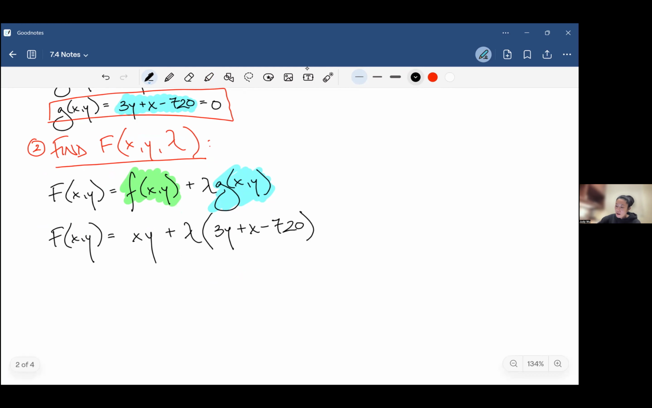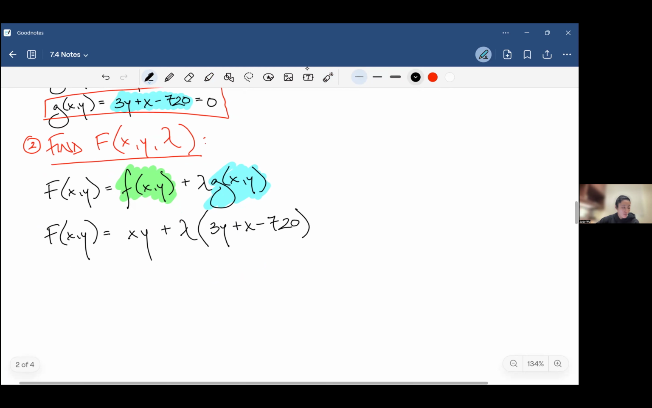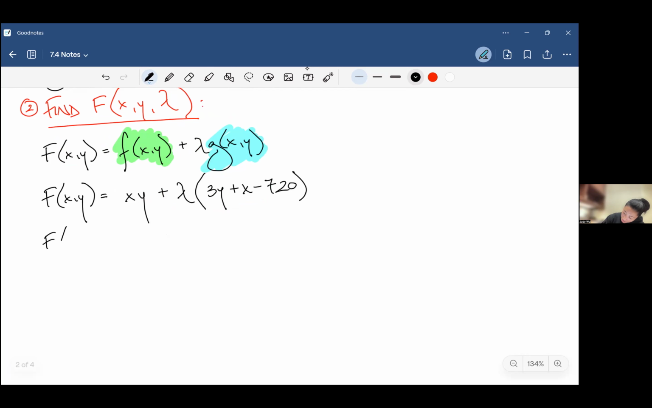Now I'm going to go ahead and distribute this lambda. I want us to keep in mind that lambda is a number. Lambda is a number, and it's going to be a number that we're going to find. Finding that number will then help us find x and y. So let me distribute here. F of xy lambda equals xy plus 3 lambda y plus lambda x minus 720 lambda.